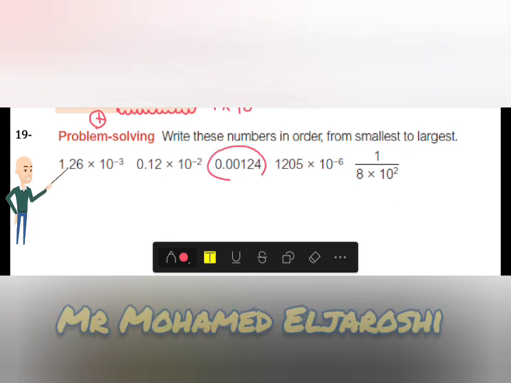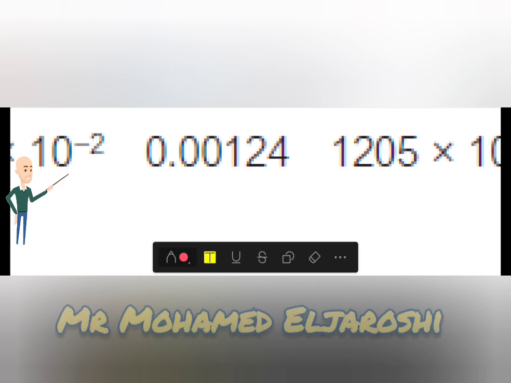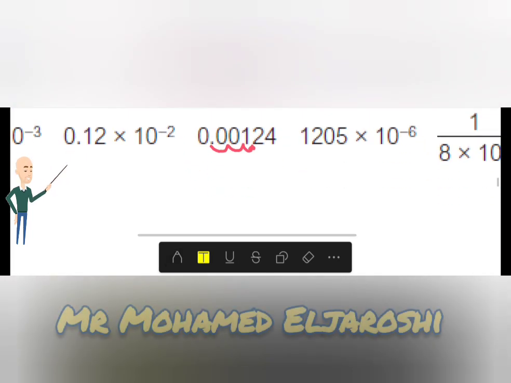First, let's turn this into standard form. To turn it into standard form, it means we have to move the decimal point. Now, this is the decimal point. We're going to move it 1, 2, 3. Okay. So the number is what?